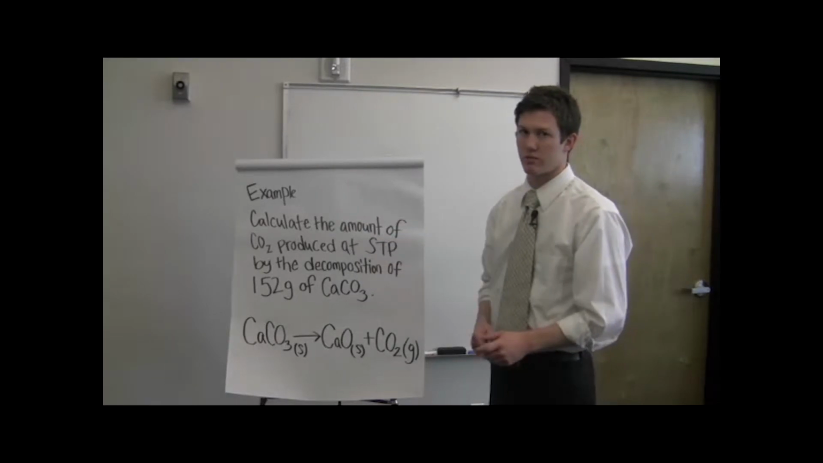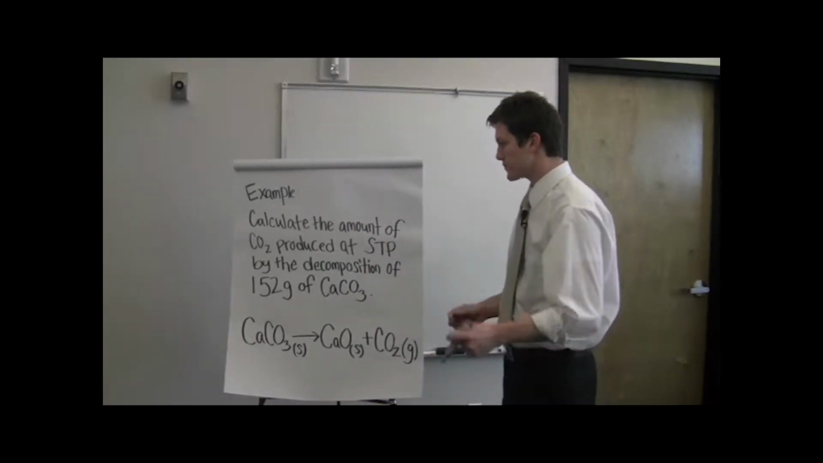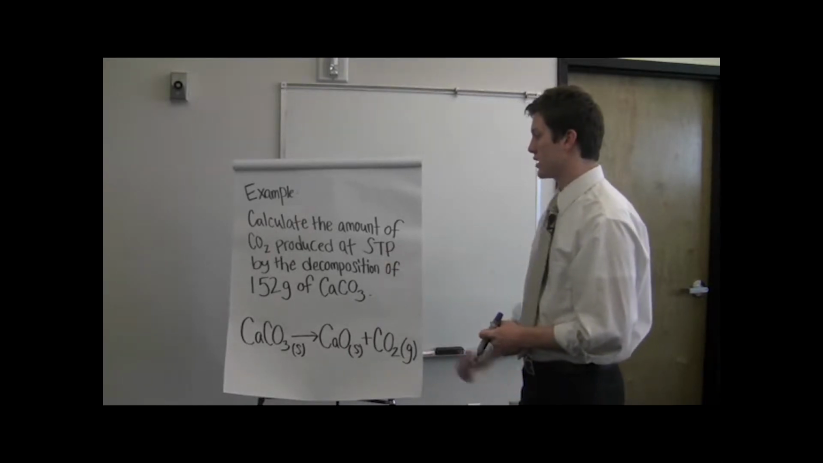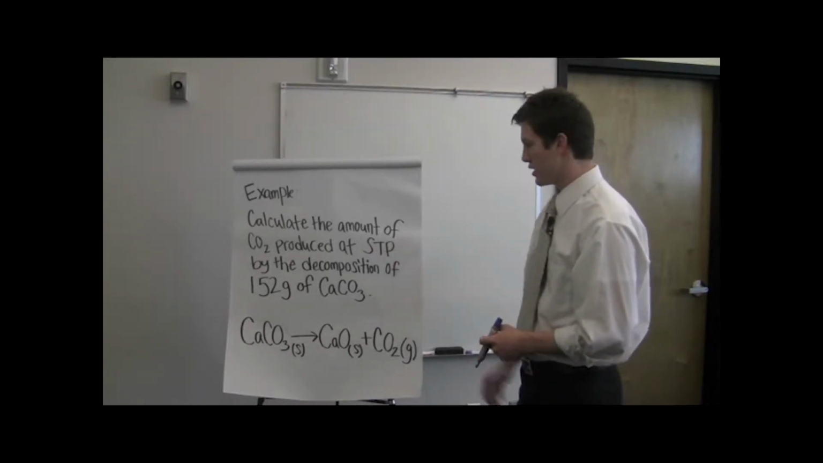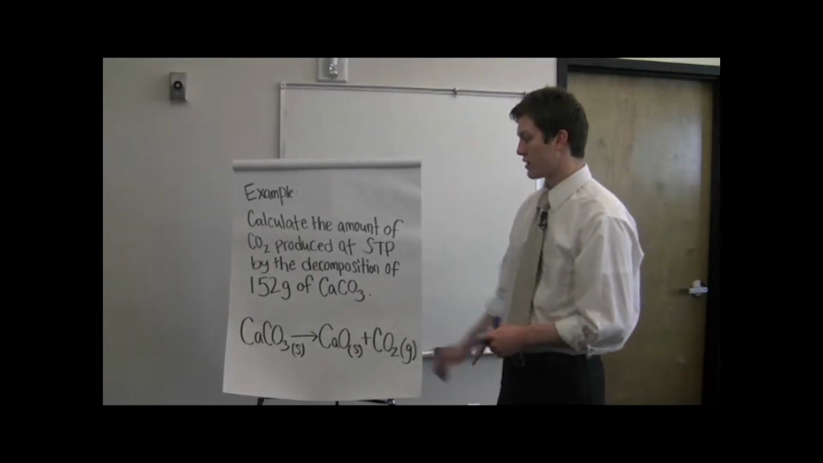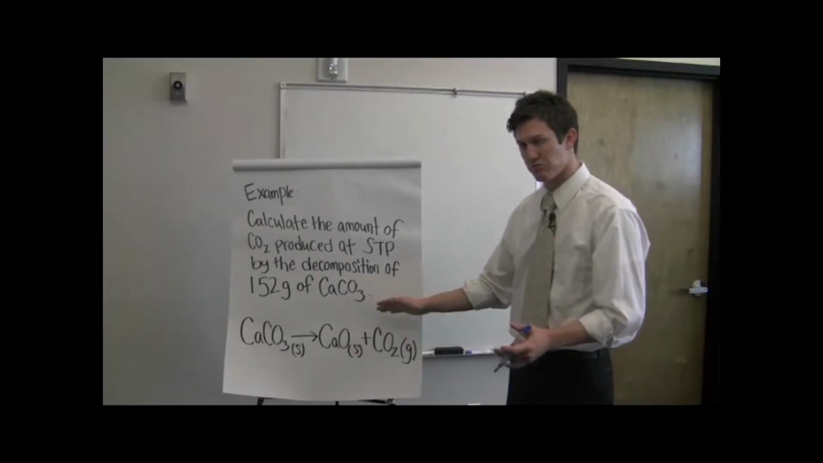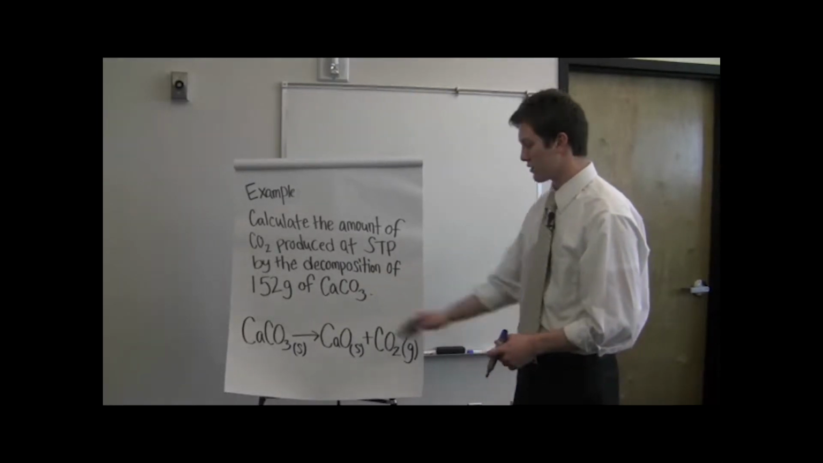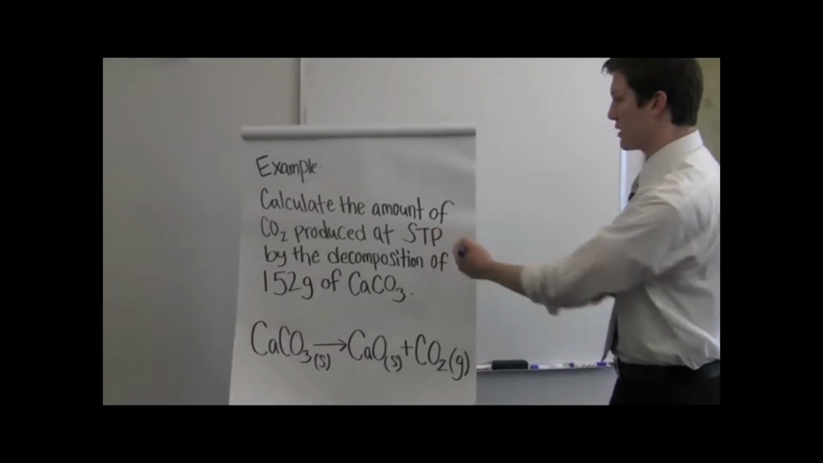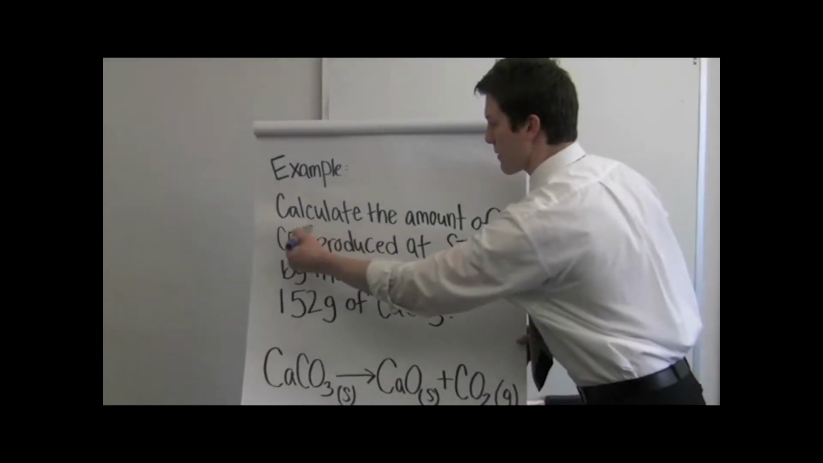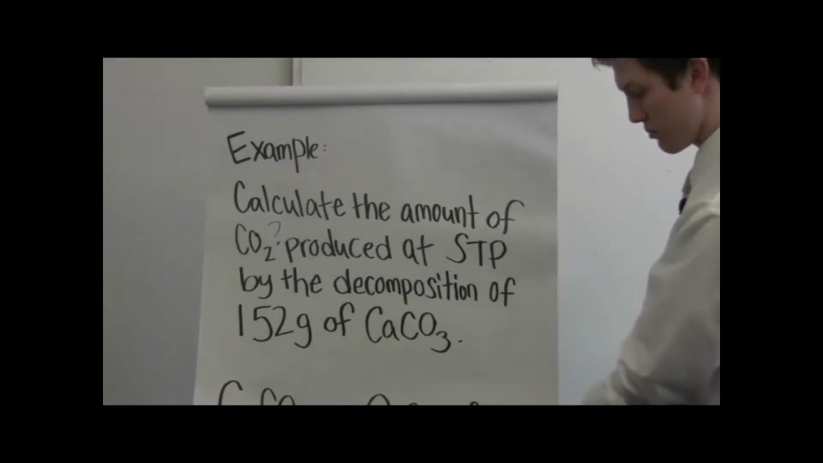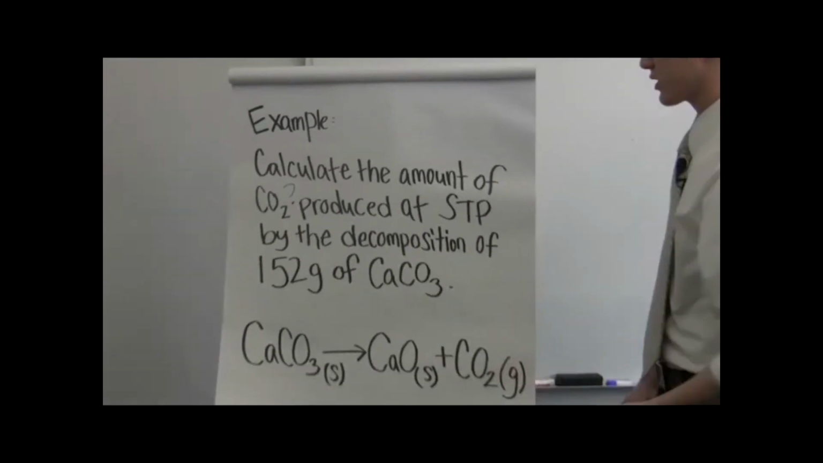So let's do a simple example problem. It says, calculate the amount of carbon dioxide produced at standard temperature and pressure by the decomposition of 152 grams of calcium carbonate. Okay, let's do it. And they give us an equation here. So what are they telling us? They're telling us calculate the amount of CO2. They want to know how much CO2 we are going to get. We have CO2 here at the end. It's one of the products. How much of this are we going to get?